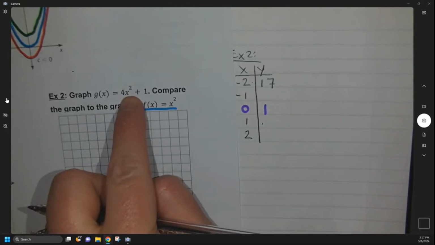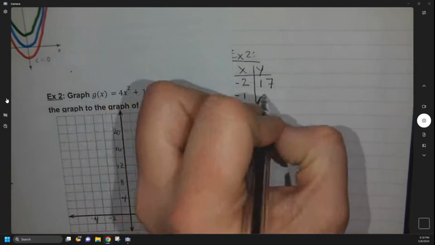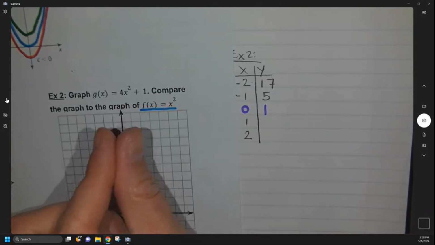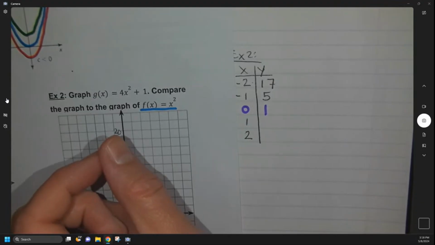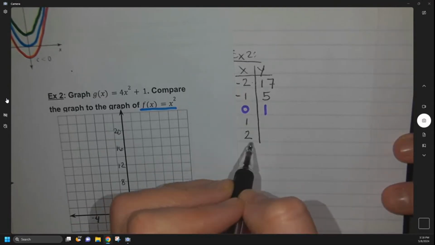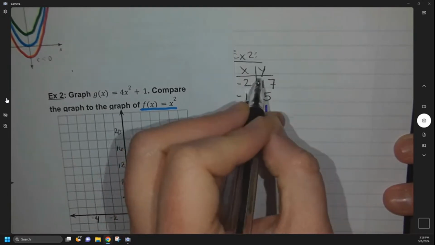Negative 1 squared is positive 1. Positive 1 times 4 is 4. 4 plus 1 is 5. We know that the vertex is the spot where they overlap onto one another. That's our symmetry, so we know that the 1 and the 2 are going to have the same values. So 1 is going to be 5 and 2 will be 17.